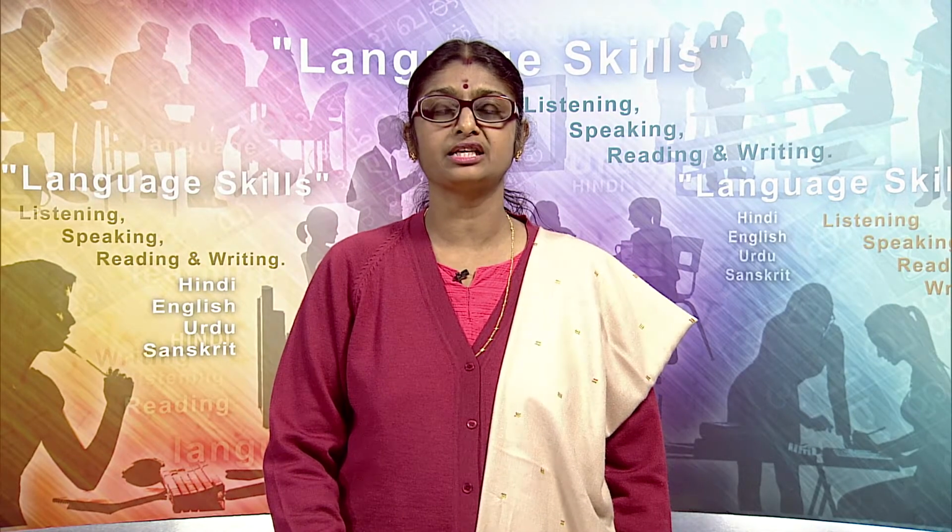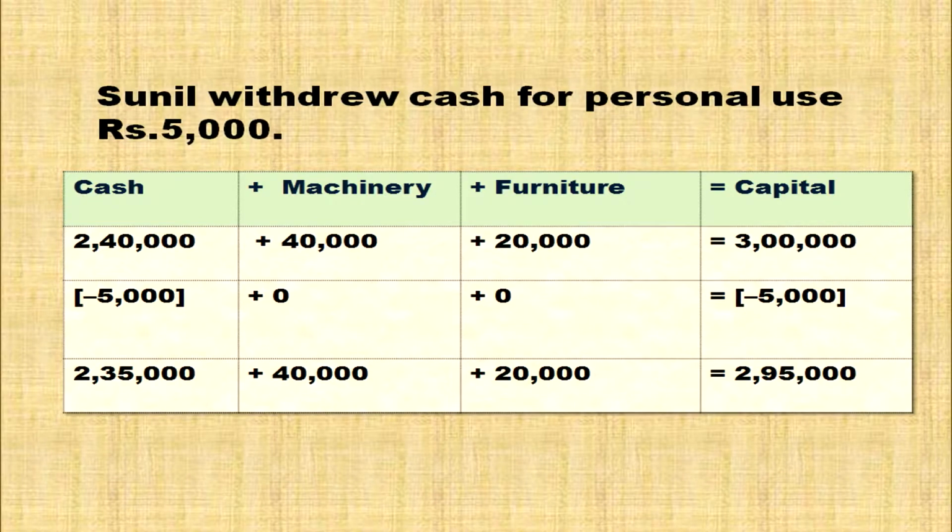Here is another transaction. Sunil withdrew cash for personal use, rupees 5,000. Earlier accounting equation was 2,40,000 cash, machinery 40,000, furniture 20,000 and capital of 3 lakh. When cash is withdrawn for personal use, that is drawings. So, cash of 5,000 is going from the business. So, that is from the capital it is going. So, in the cash column, you have to deduct minus 5,000 because cash of 5,000 is going. In the capital, it is in the form of drawings from the business. For personal use, this money is going. So, minus 5,000 in the capital column.